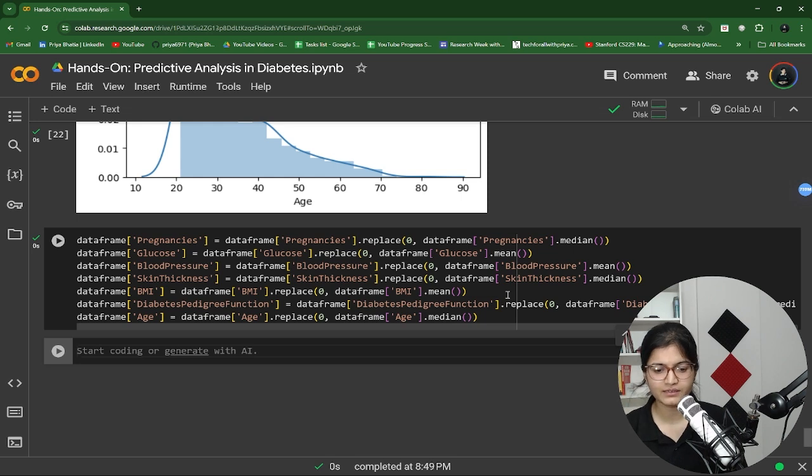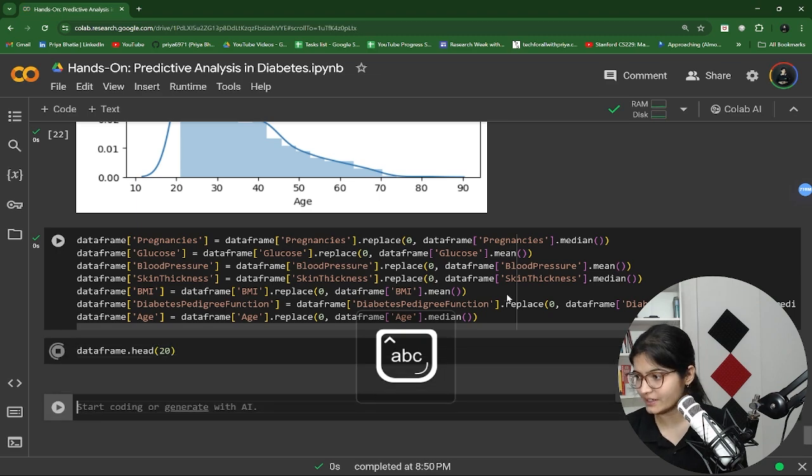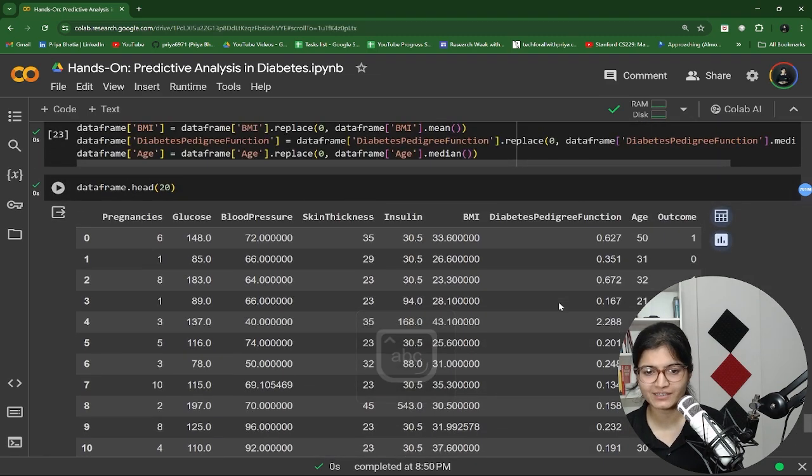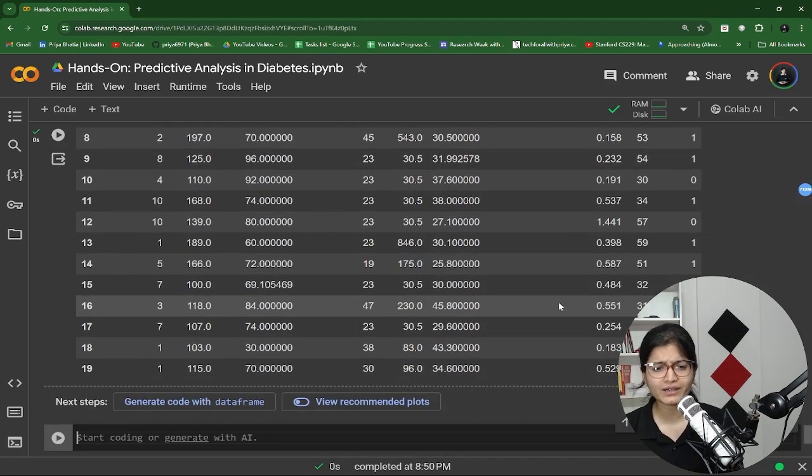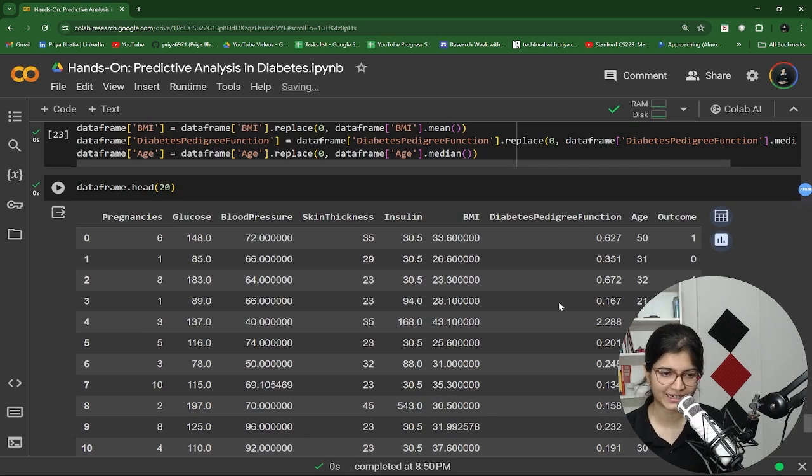Task is done. Now you will observe, if let's say I show you dataframe.head for the top 20 records, and if I run this, you will be clearly able to understand now that we are not having a single zero available in our data, and that is what I really want to achieve.